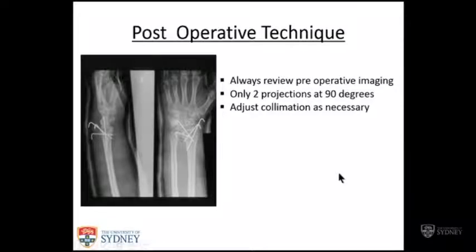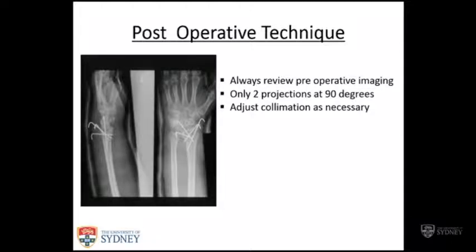Once again, the post-operative technique, and this is true of all parts of the body, it's just 2 projections at 90 degrees, and here's a classic example of what you might do. In this case, a PA and a lateral wrist, and these are a couple of my images, and I remember this patient. And what you'll see here is the patient has a couple of things.